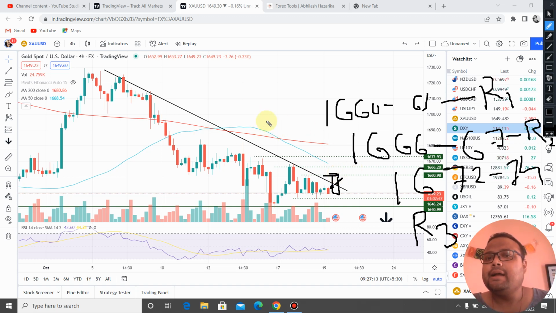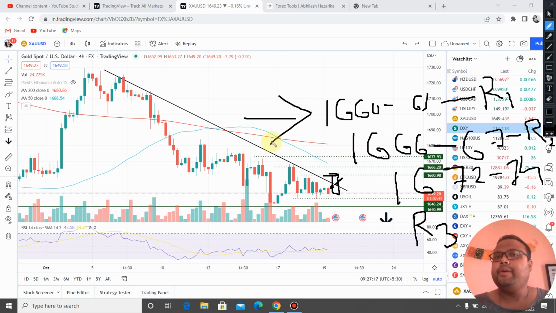So if market reverses from 1660-61, you can go for a sell. If market breaks it, leave it. Observe the market at 1666-67. If you see that resistance 2, the second resistance, is working, then you can go for a sell. If it breaks it, then also you can leave it. By that only you need to trade.